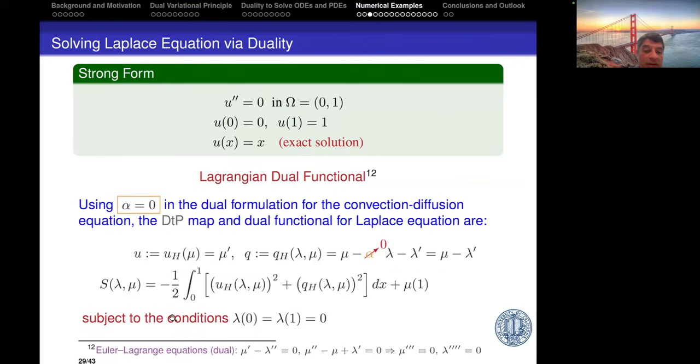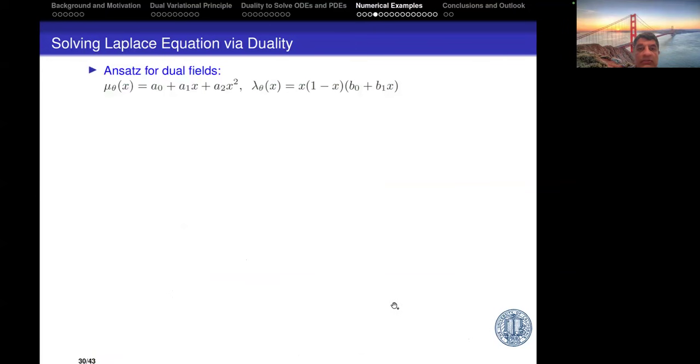If you want to plug it in and find the Euler-Lagrange equations of this problem, you will find that it's mu prime minus lambda double prime is 0, which is mu double prime is this. So the dual equations you're solving are really mu triple prime is 0 and lambda fourth prime is 0. So this is basically a fourth order for the lambdas and third order for the mu, if you want to think of the equations you're solving. Ultimately, even though the primal forms and the dual forms are different.